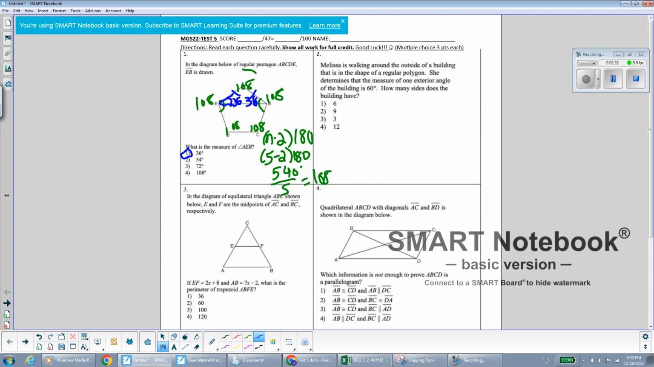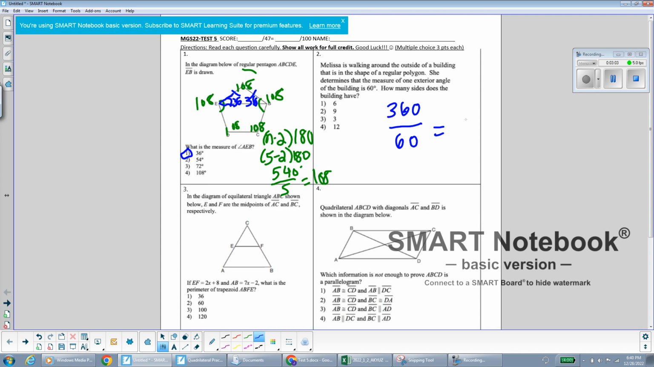For number 2, it is talking about the exterior angle of a polygon. And we know that no matter what polygon we're talking about, all of the exterior angles of any polygon, regardless of how many sides it has, always add to the same number, 360 degrees. So if this regular polygon, that means all the angles are the same, has an exterior angle that measures 60, and I know that all the exterior angles add to 360, if I do 360 divided by 60, that should tell me how many exterior angles there are, which is how many angles and sides the shape has.